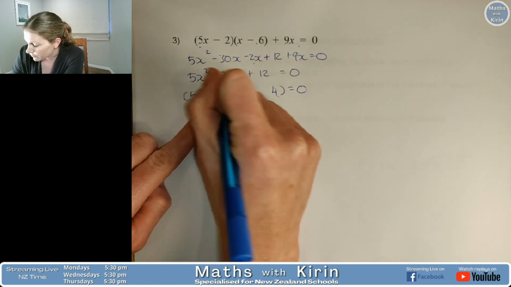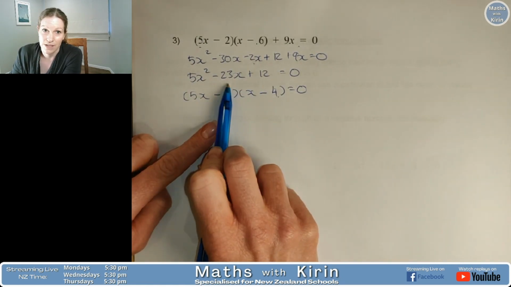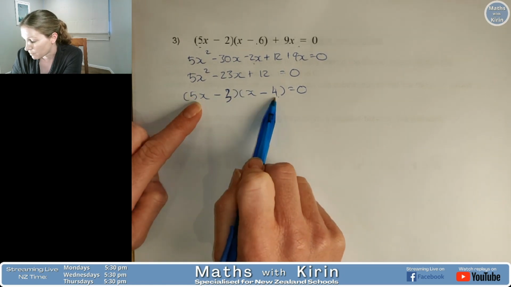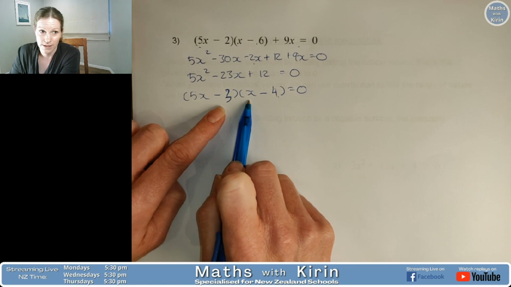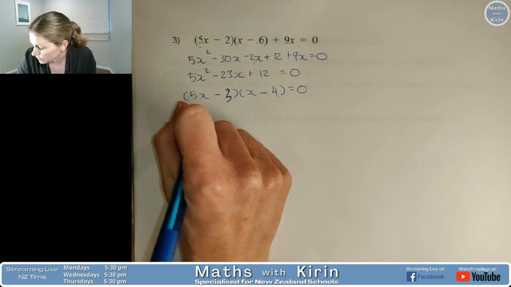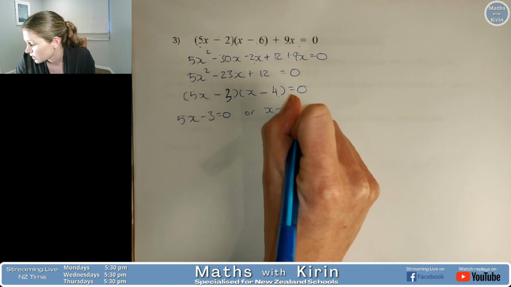And we know that both of these numbers need to be negative, because they're multiplying to give positive 12 and they're adding to give negative 23. So expanding that out, 5x squared minus 20x minus 3x plus 12. This will be good. So then our two solutions: either 5x minus 3 is 0, or x minus 4 is 0.